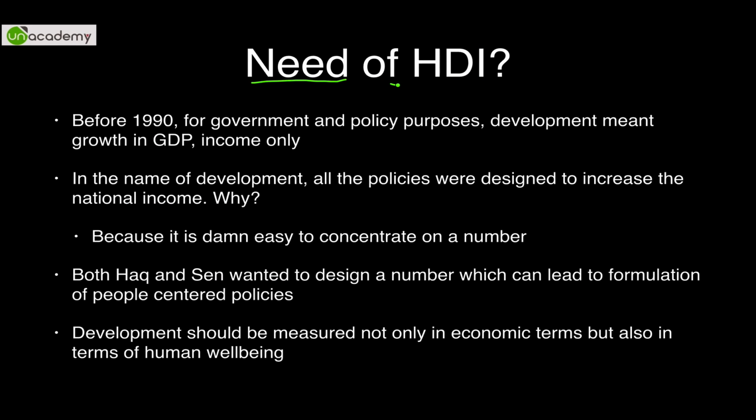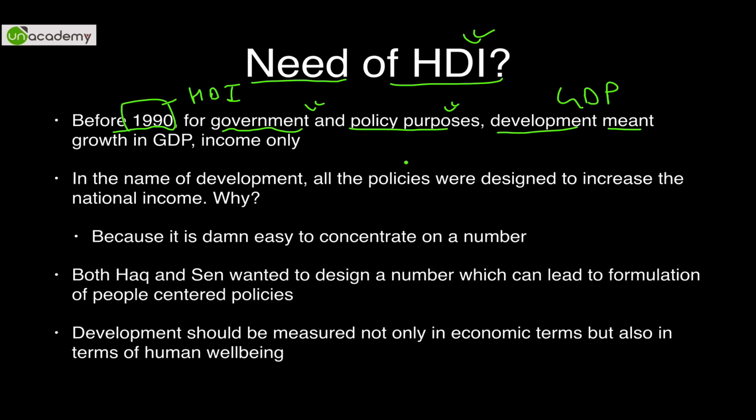So what is the need of Human Development Index? Have you ever thought what is the need actually? Before 1990, that is the year when HDI was developed by Mahbubul Haq and Amartya Sen, for government purposes and for policy formulation purposes, development meant only GDP, GDP, and GDP. That is GDP income only. In the name of development, all the policies were designed to increase the national income. Why? Because it is damn easy. It's so easy to concentrate on a number.